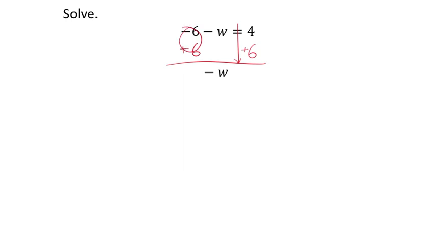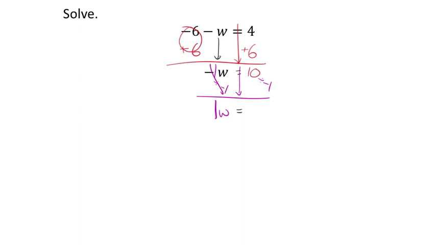Negative 6 plus 6 is 0. We've already dropped the negative w, and this would equal 4 plus 6, which is 10. Now here, the problem is we've got a negative 1w, but we don't want negative 1w as our final answer. We want 1w instead. So we're going to take that negative 1 and divide it by itself in order to make the coefficient a positive 1. Yep, if I do it to one side, I got to do the other side.